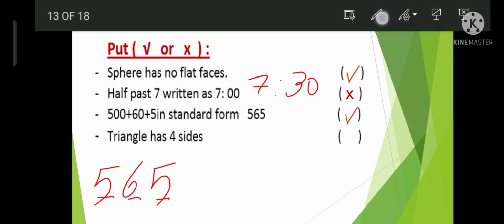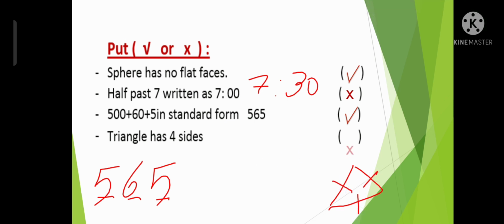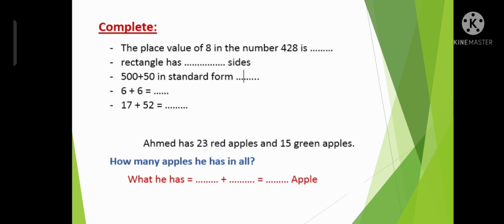Triangle has 4 sides. Okay, let's see the triangle. This triangle, how many sides? 1, 2, and 3. 3 sides, not 4 sides. This sentence is false.